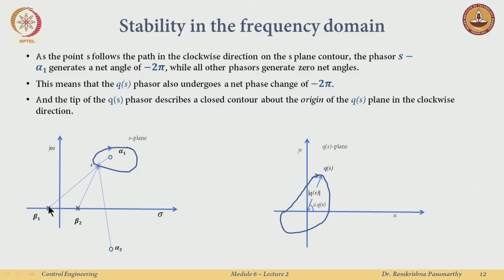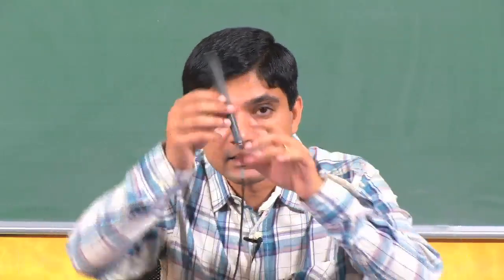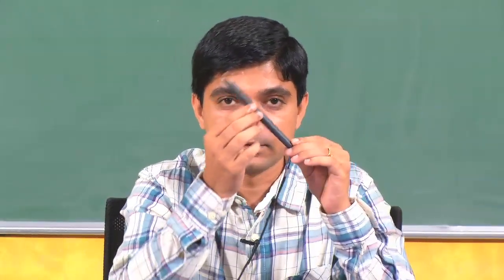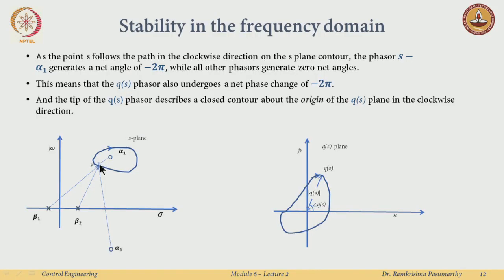Now what does the angle from the pole at beta 1 do? This phasor goes here, here, here, and again comes back here. It just goes this way and comes back, whereas the other one starts here and does a complete revolution. So the pole just goes and comes back over. How much angle does this generate? The angle is 0. Similarly, this one goes and comes back to the same position. It doesn't take a revolution or a rotation. Similarly with alpha 2.